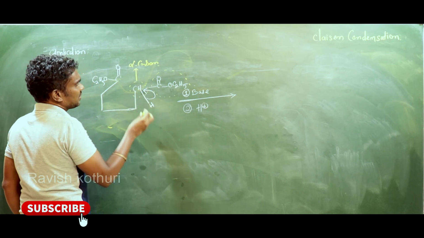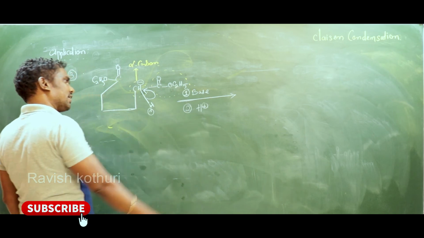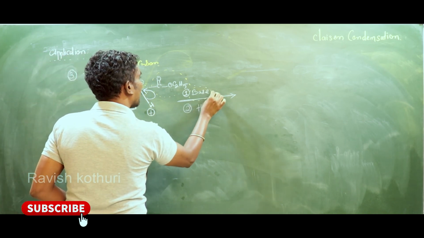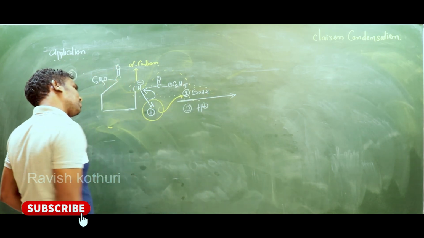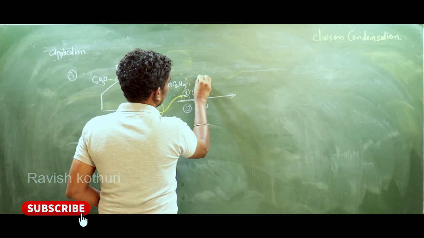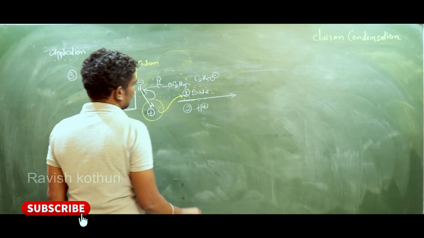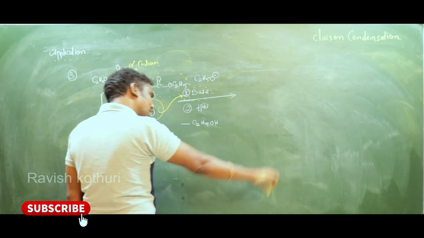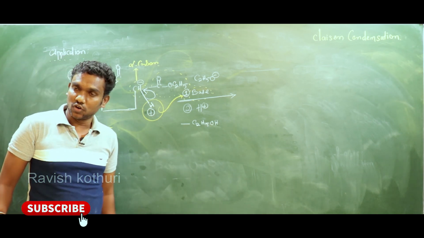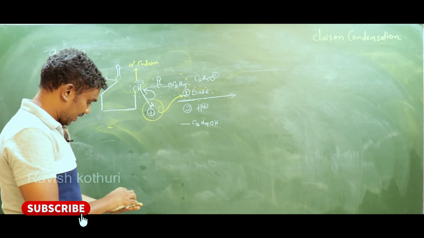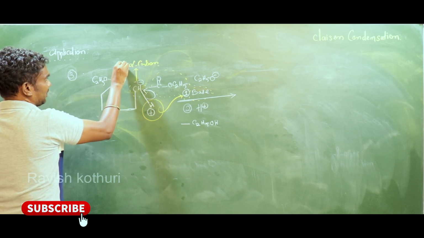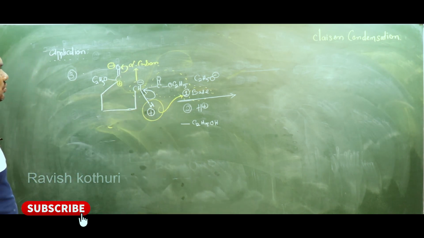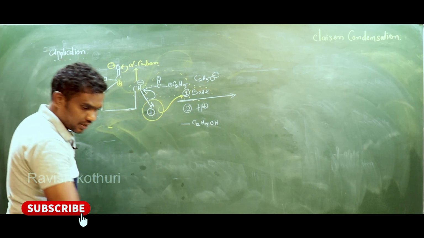The heterolytic cleavage takes place. This carbon gets negative charge. This hydrogen gets positive charge. Now this base abstracts the H plus. Sir, what is that base, actually? That base is C2H5O minus, sir. So this C2H5O minus abstracts this H plus. So that is the reason C2H5OH will form and leave, right? So next step, see my dear. Next step is a very, very important step. Heterolytic cleavage takes place. It gets negative charge. Carbon gets positive charge.